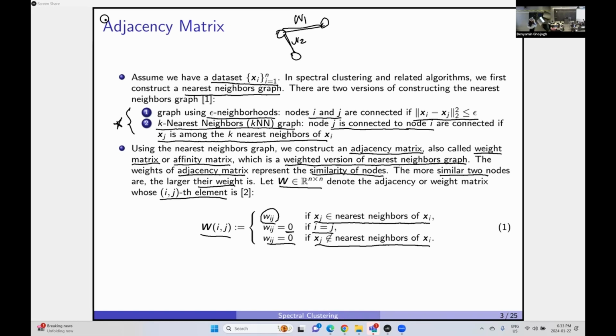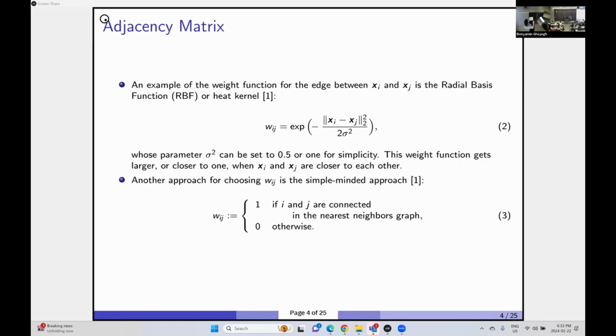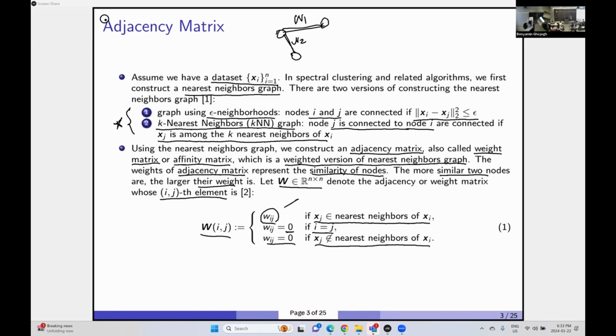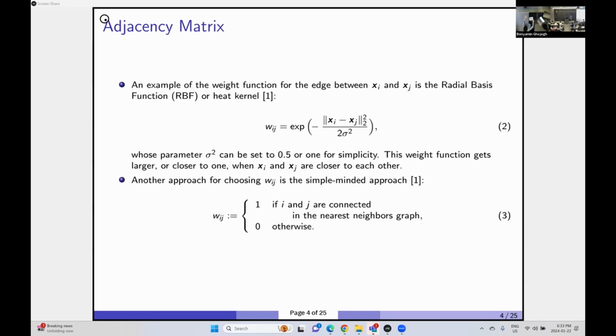Okay, now an example of the weight function. So now let's talk about wij. Of course, it should be some measure of similarity, right? So one of them is the radial basis function or heat kernel. Here is the formula for that. Wij is exponential. So it's based, what is this? You tell me, guys. This is Gaussian distribution.